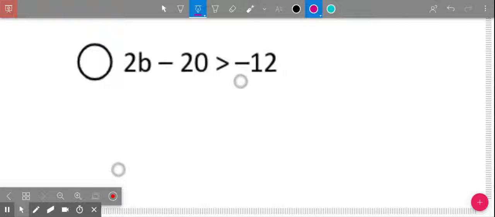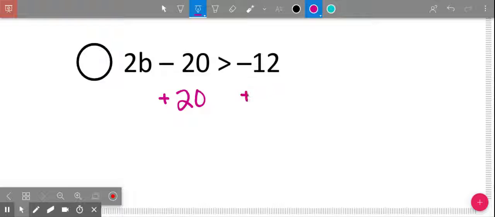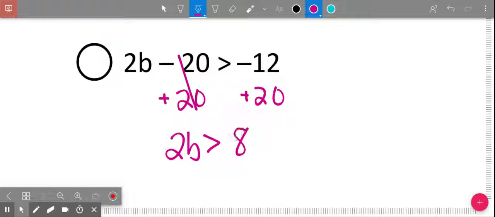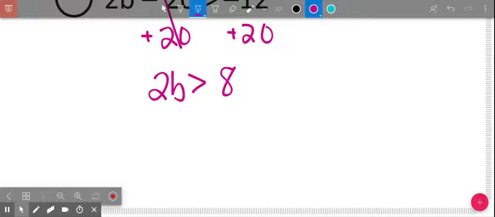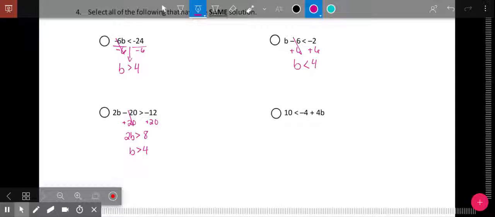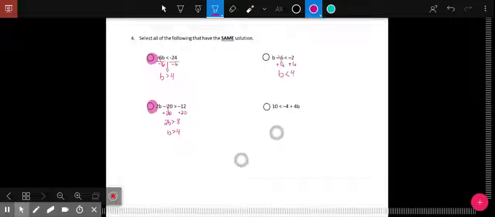This one down here, I'm going to add 20 to both sides. The 20's cancel out, so I'll have 2b is greater than negative 12 plus 20 gives me 8. Divide out the 2, and I'll have b is greater than 4. Well, that matches this up here, so I know this is a solution, and those have the same solution. This one over here is less than 4, so I know that one can't match. So I can automatically get rid of that one.